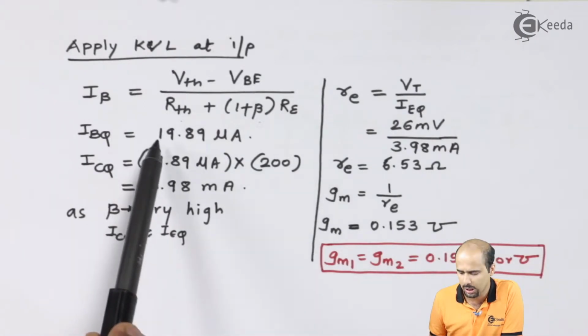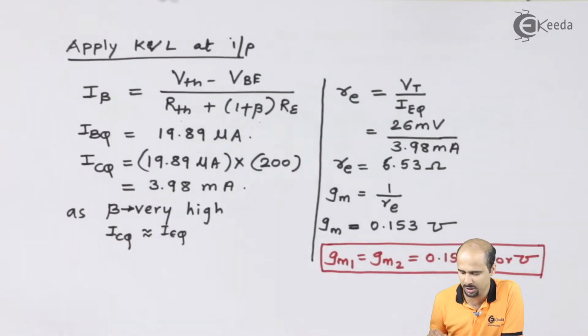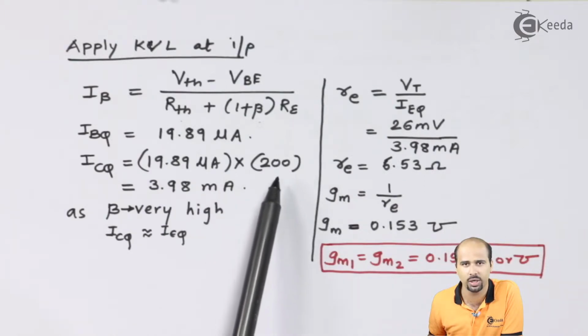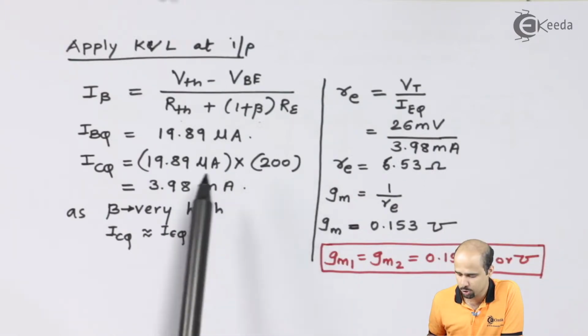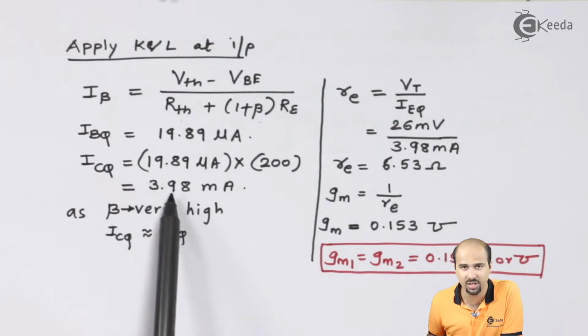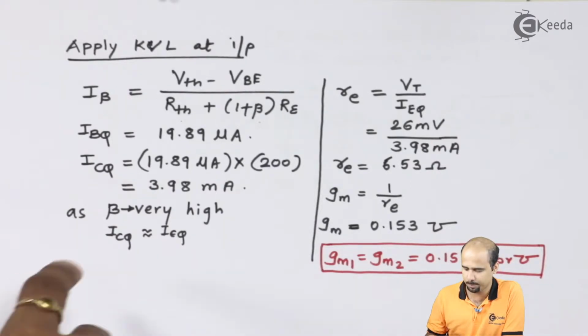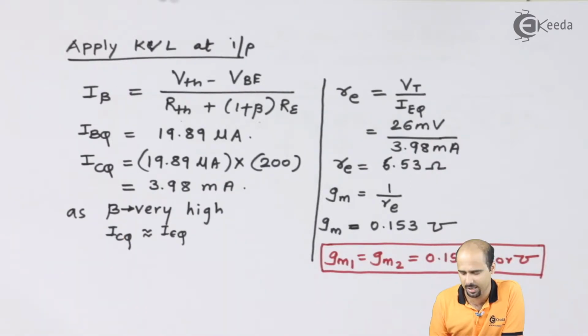I have got the value 19.89 microampere, so IBQ is equal to 19.89 microampere. Beta value is given. I know the relation between IC and IB, so ICQ is equal to beta times IBQ. So we'll just multiply this value with 200, that's the value of beta. So ICQ comes out to be 3.98 milliampere. Just check whether your calculator is working or not, right? And then come to me with the particular values of ICQ and IBQ.